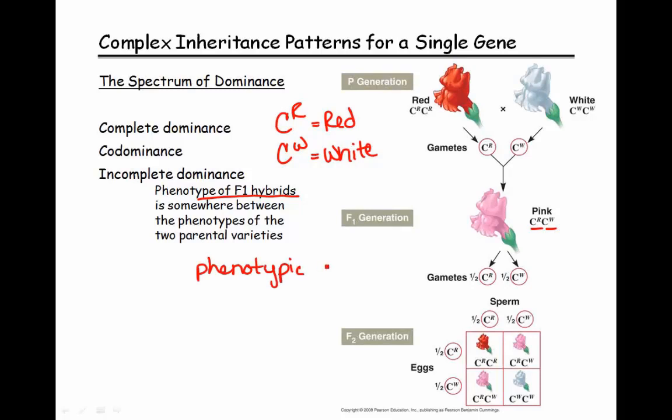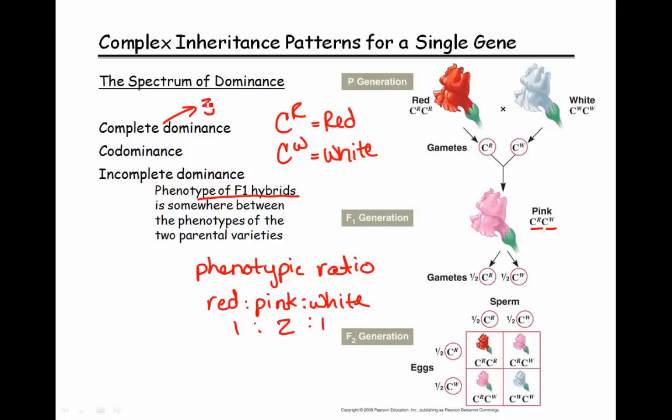Now in this case, the phenotypic ratio of the F2 generation is going to be a little bit different from what we had when we were talking about complete dominance. When we're coming up with the phenotypic ratio, we want to list the phenotypes. So we have red, we have pink, and we have white. And then we count up how many we have of each one. So this is going to give us, in this case, a 1 to 2 to 1 phenotypic ratio. Keep in mind that when we talked about the phenotypic ratio of the F2 with complete dominance, we had a 3 to 1 ratio. So there is a difference there.